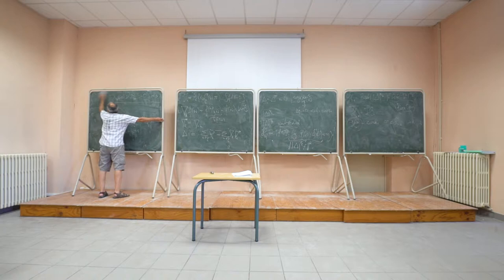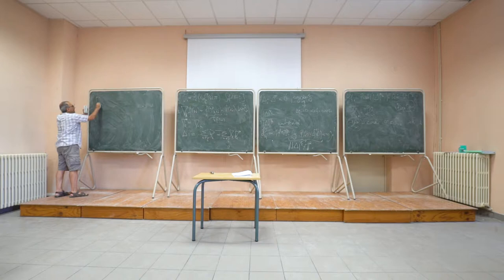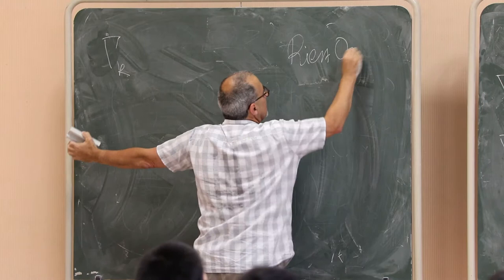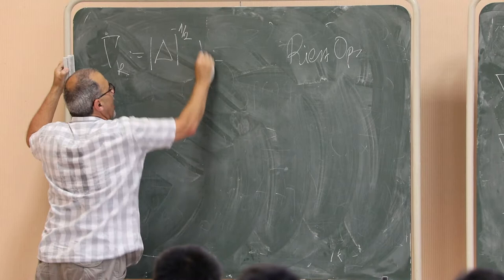I define the Riesz operator, and I ask a question from the audience. Gamma sub k, and these will be the Riesz operators. And I define them, and then I ask the audience. Here again, k is in E. It is defined as Laplacian to the minus one half times gradient.